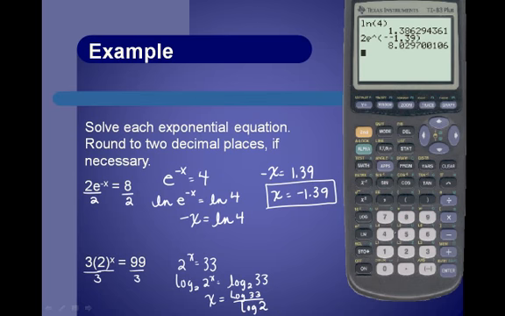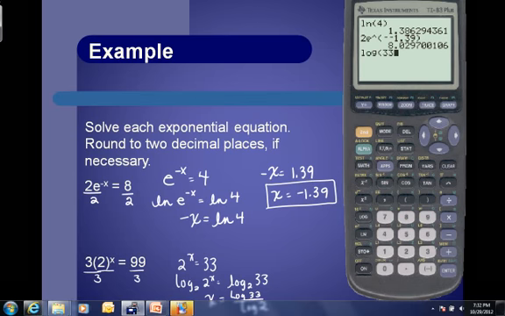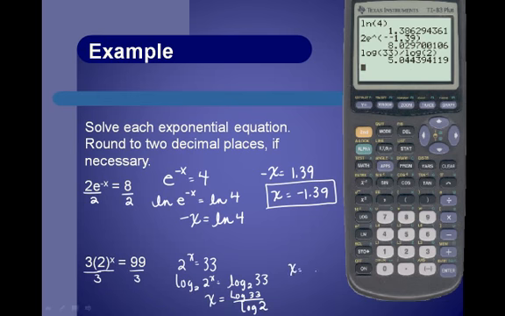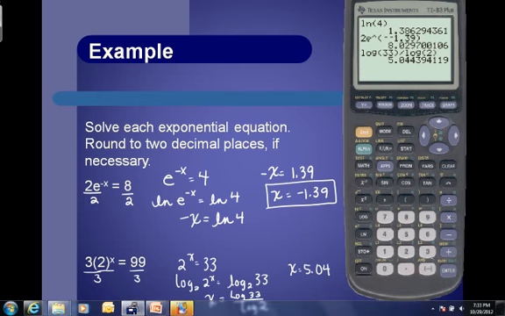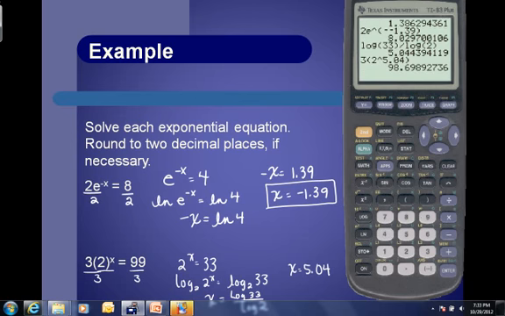So on our calculator, we're going to do the log of 33 divided by the log of 2, and we get an answer of 5.04. If we want to check it, that's 3 times 2 to the power of 5.04, and we get an answer of approximately 99.